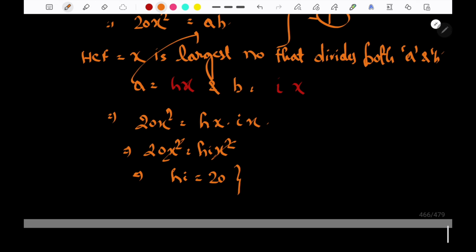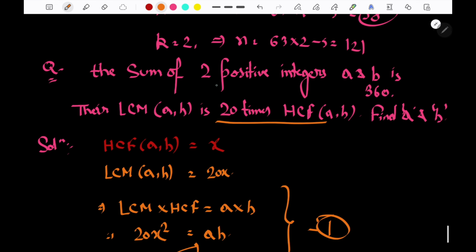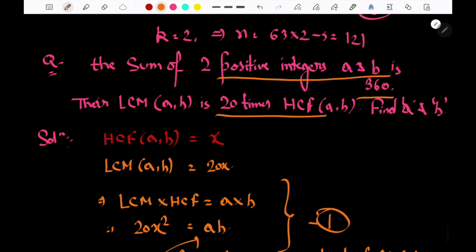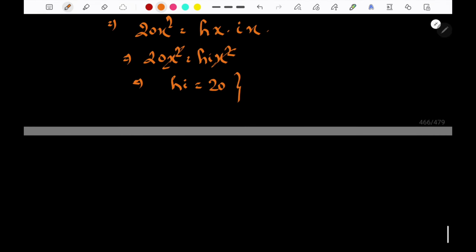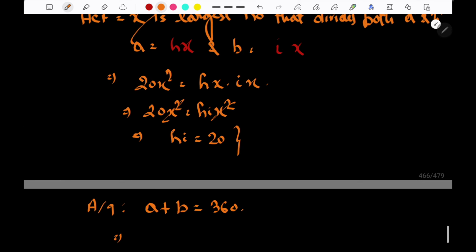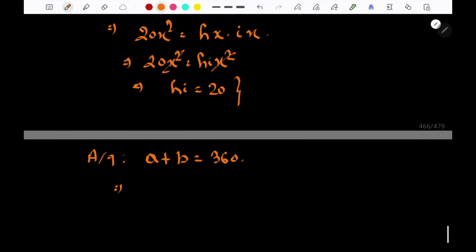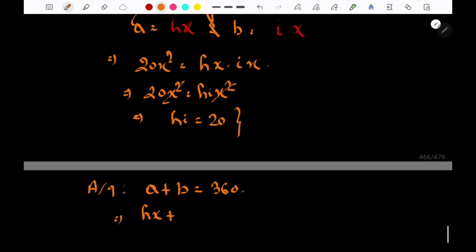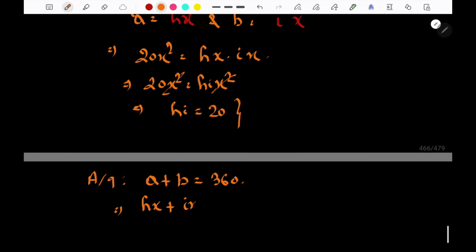Now again, according to the question, the sum of two positive integers A and B is 360. It means A plus B is given as 360. Now A is written as hx plus B is written as ix, and that is equal to 360.